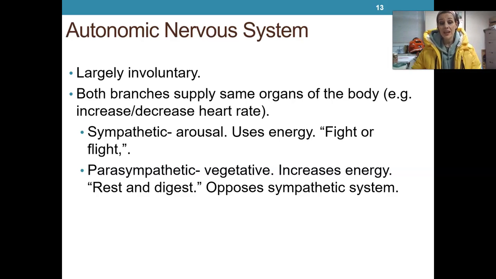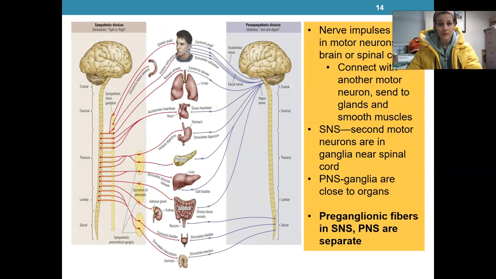The parasympathetic nervous system is largely going to be vegetative. It's designed to help you relax and increase your energy after the sympathetic nervous system has done its job. So sometimes, whereas the sympathetic nervous system is called the fight or flight system, the parasympathetic nervous system is called the rest and digest system. And what we're going to see is that these two nervous systems act in opposition to each other. They naturally oppose each other.